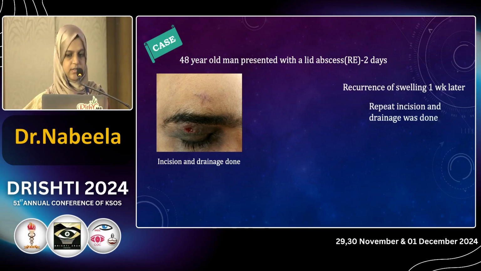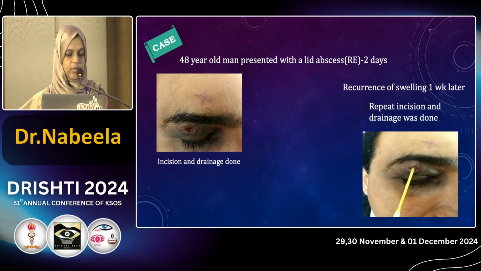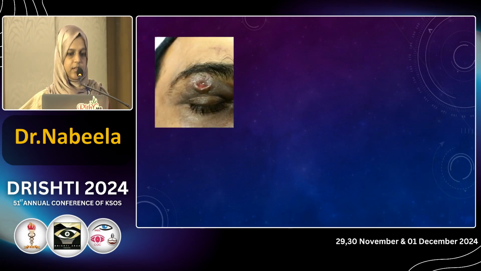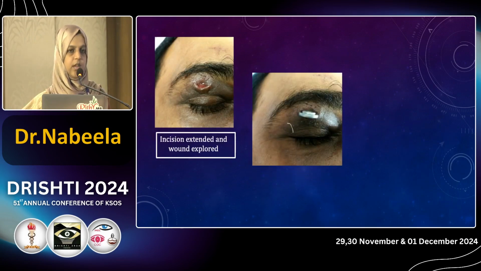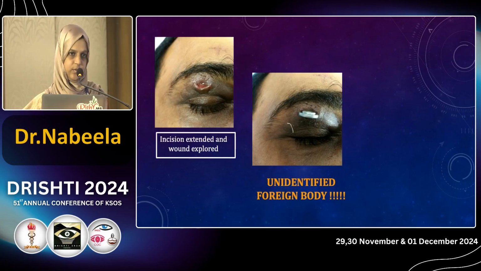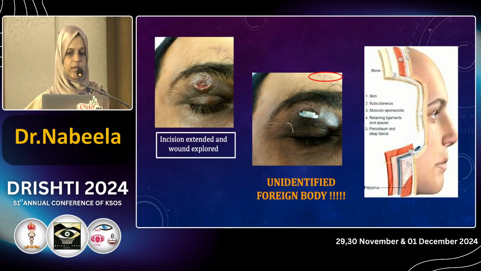A repeat incision and drainage was done, and we could find a tract going upwards from the site of the lid abscess. The wound was extended and explored, and to our surprise a foreign body came out through the wound. It was a button on the raincoat which he was wearing during the accident, which was accidentally incorporated within the wound, and which would have tracked through the subaponeurotic plane downwards to the lid between the tarsus and the orbicularis.